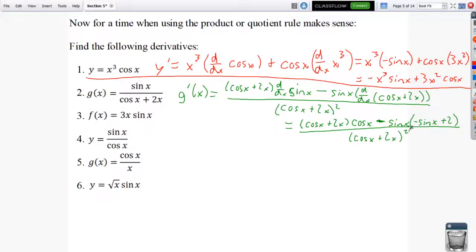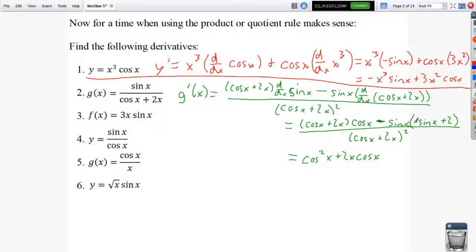You could leave it here if you want to, but I happen to see something really cool on this one, so I personally am going to take it a little bit further. I'm going to distribute that cosine so that I've got cosine squared x plus 2x cosine x.